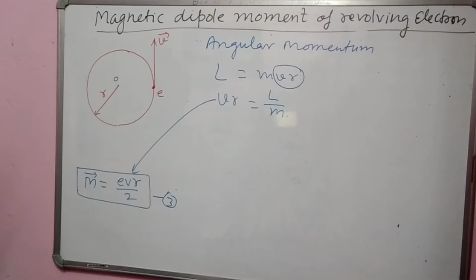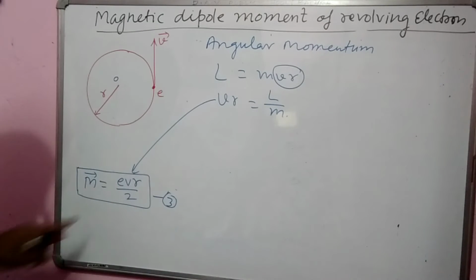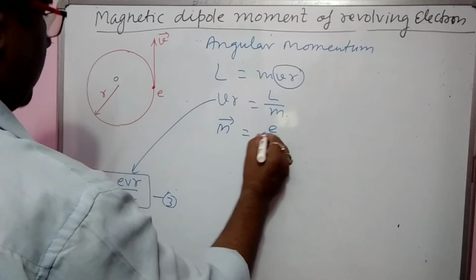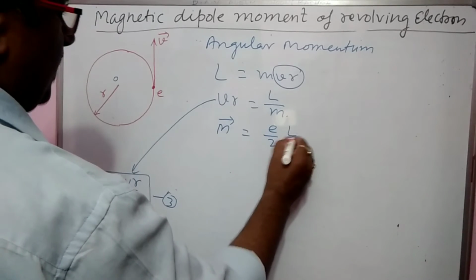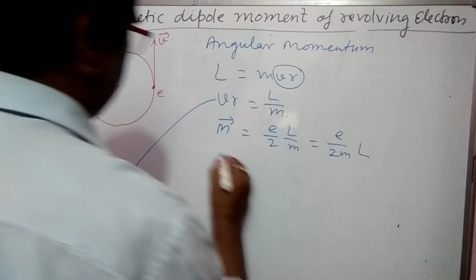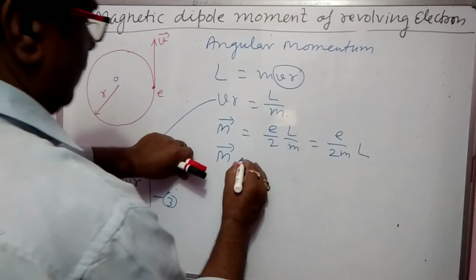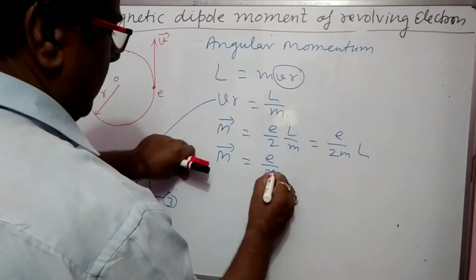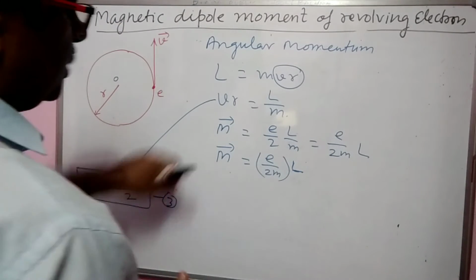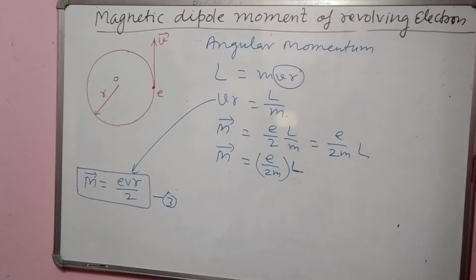If we substitute the value of this in equation number 3, we get magnetic dipole moment e by 2 into L by m, means e by 2m into L. So magnetic dipole moment will be equal to e by 2m into L. You can see here e and 2m are constant. Only angular momentum is changing. Angular momentum may change with change in some characteristics.